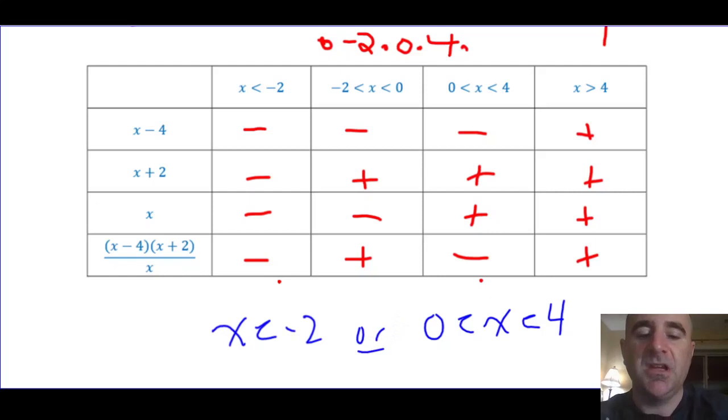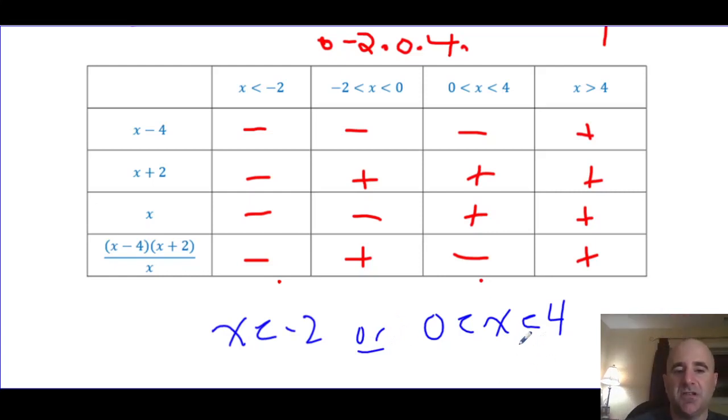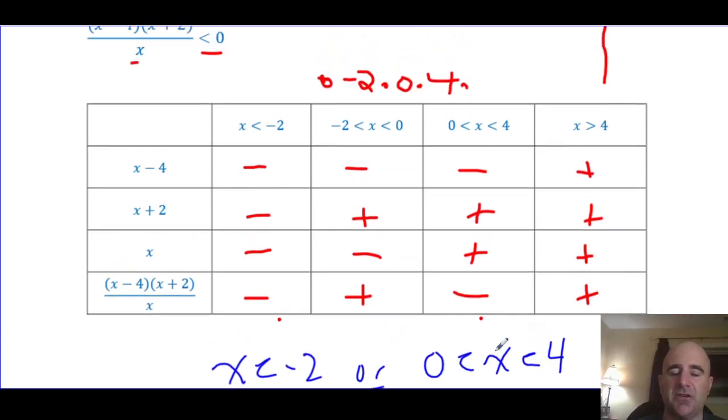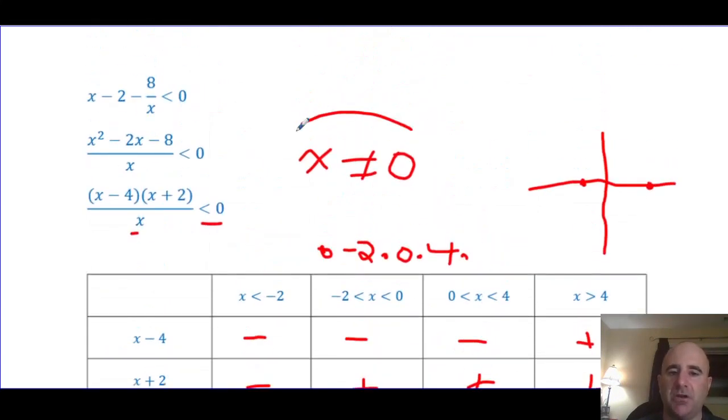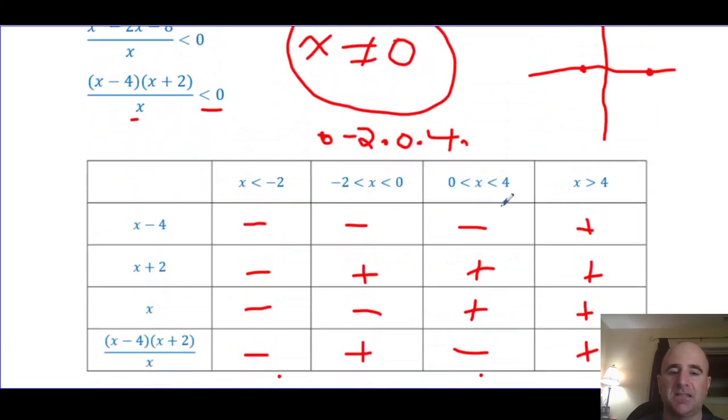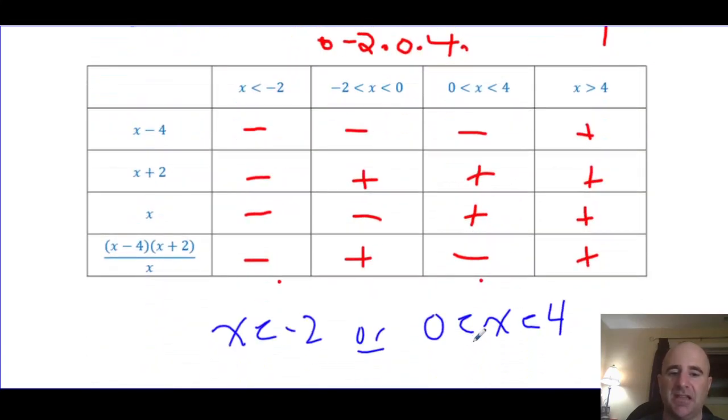Two solutions. Now keep in mind when you write these answers, I don't have the less than or equal to sign, okay? But you can't have 0. X can't be 0. When you write your answers, just make sure you keep that in mind. X can't actually be equal to 0. So I could never say greater than or equal to 0 because it can't be equal to 0. So just be careful with that.